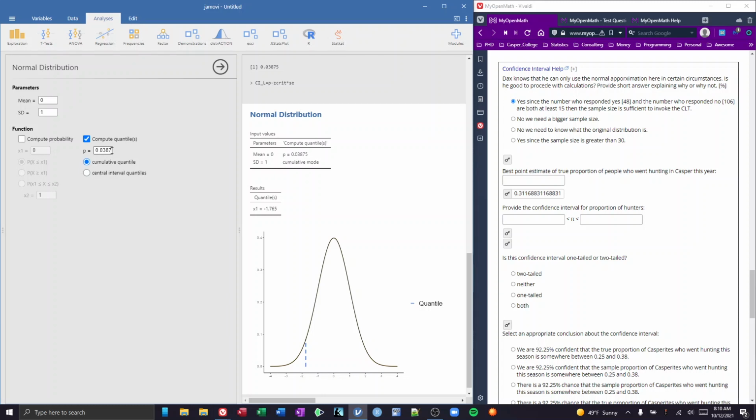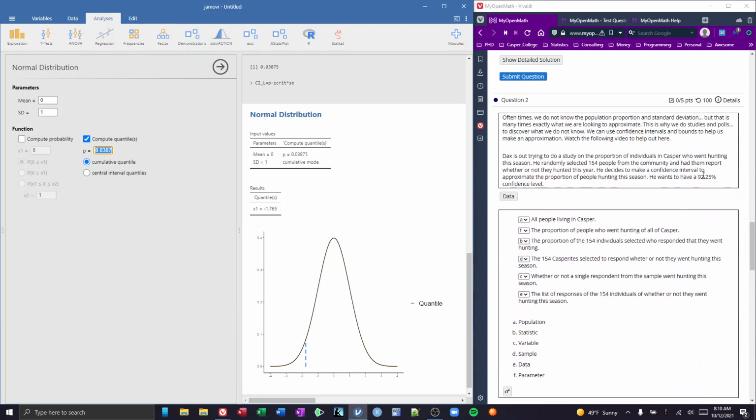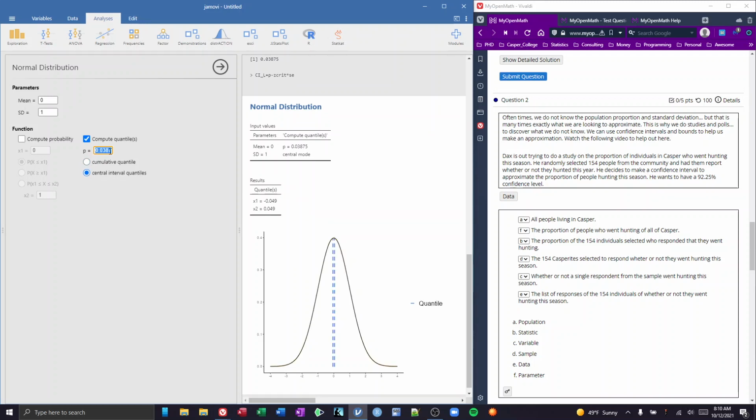So we could do it like that, or let me show you another way that we can get this value. We can use just the confidence level and do a central interval quantile. Let me just show you that real quick because that's handy too. We'll do central interval quantile, and we will do this as 0.9225. And look, it gives us this same number, 1.765. And this is nice graphically because it kind of shows us what this two-tailed interval is doing.